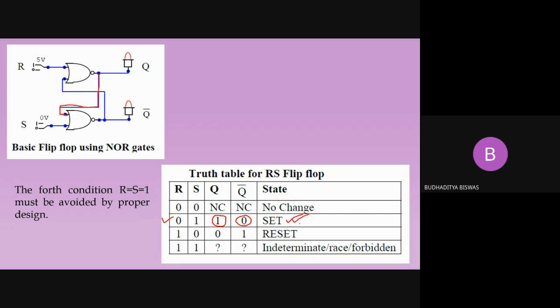Up to this one, does anybody have any problem or not? Only this particular row. If S equal to 1, R equal to 0 in this particular design, then Q is coming 1 and Q bar is coming 0. And as I mentioned, Q is actually the output, Q bar is the output bar. So output equal to 1. So this particular combination is called the set state. Understand?